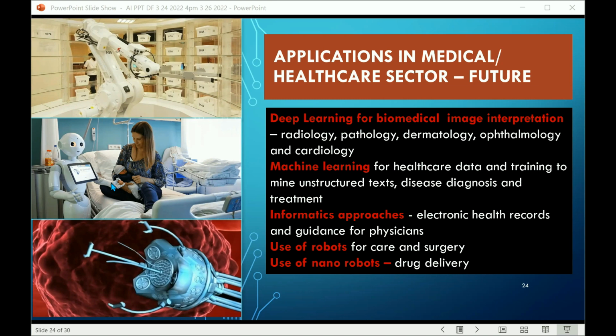We will rely more on informatics and records, information management, treatment guidance for doctors, and increased use of robots for elderly care and high intensity care such as neonatal care. And finally, we will use nano robots to deliver drugs for diseases such as cancer.